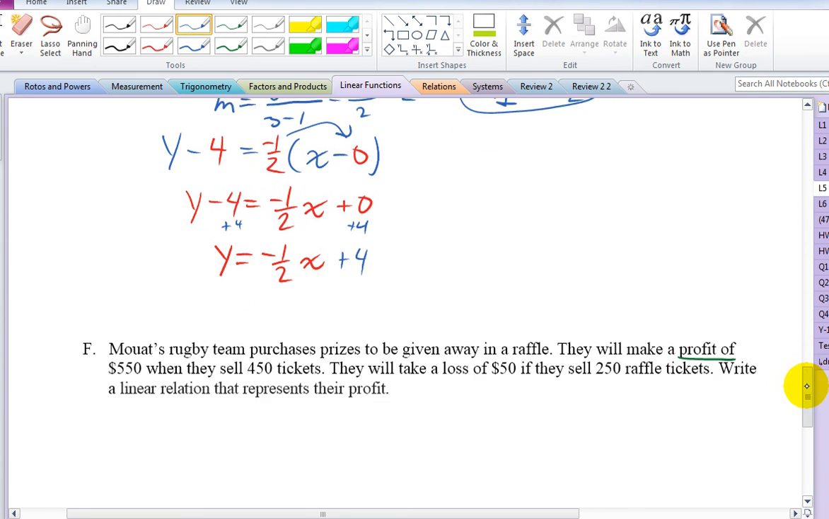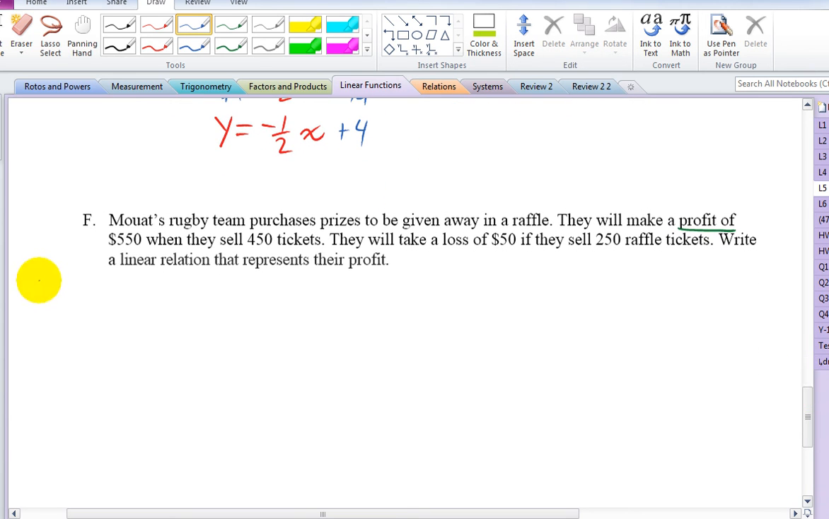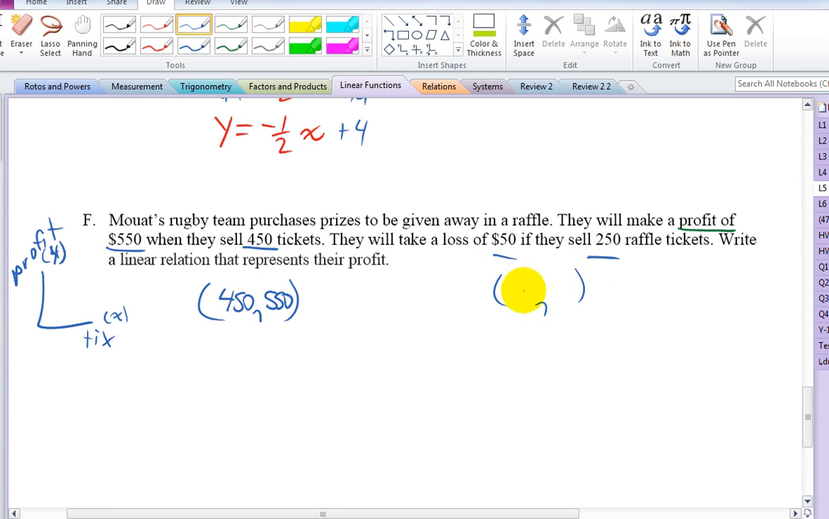Alright, here's the hardest of the hard. We're looking at profit. So just to let you know, you plot profit on your y value, and the number of tickets you sell will be your x. So the first one, profit is $5.50 when you sell 4.50 tickets. That means it's (4.50, 5.50). What's the other point? $2.50 is the profit. Oops, sorry, 2.50 is the number of tickets.